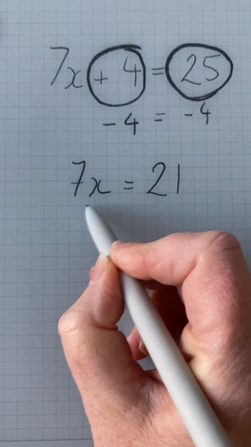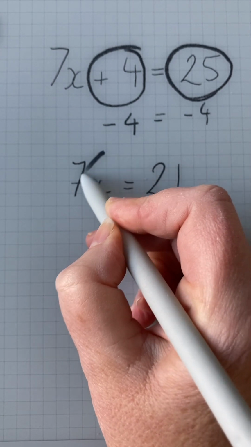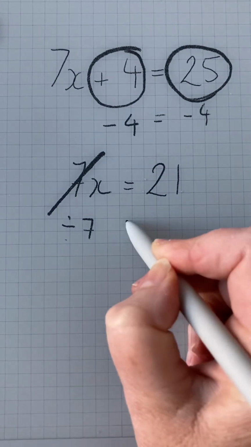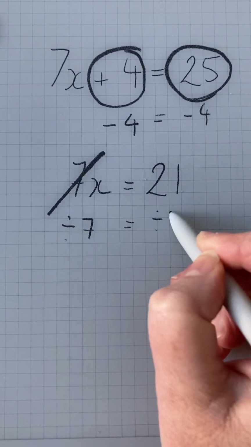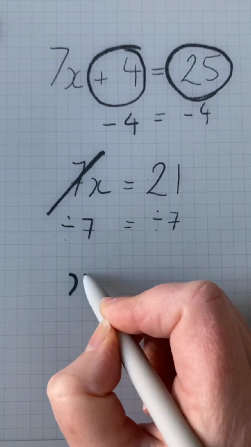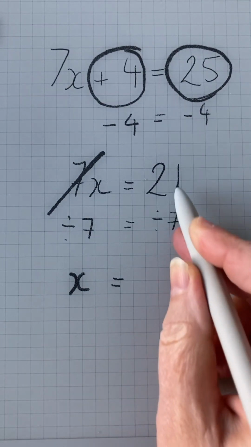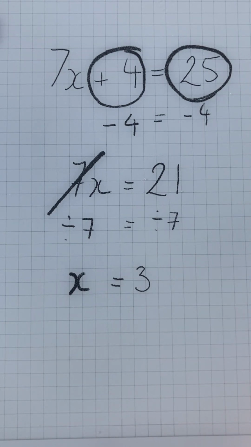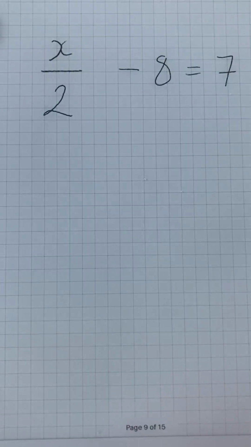I know I'm multiplying these together, so to get rid of that 7, I'm going to divide by 7. If I divide by 7 on that side, I have got to divide by 7 on this side. So I'm going to end up with x equals 21 divided by 7, which is 3. I have solved that equation. Okay, got another one for you to try. So take your time, pause the video, have a go, see if you can do it. And then I'm going to do it with you.